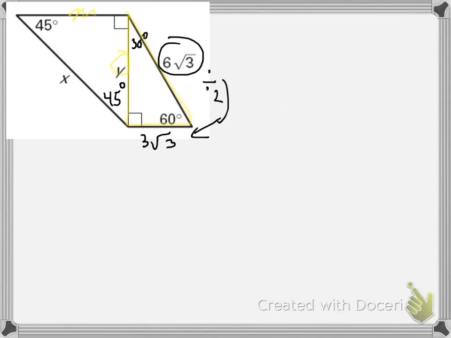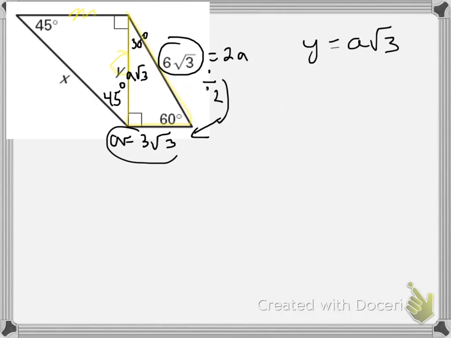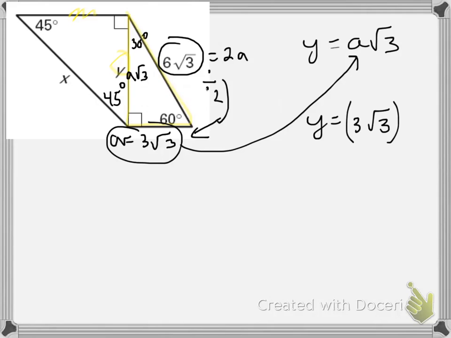And remember our rule for 30, 60, 90 is a, 2a, and a root 3. So we know y equals a root 3, and we know what a is right now, so I'm going to put that in there. It's going to look a little different, but it's okay. 3 root 3, and then there's the other root 3 down there. So 3 times 3 root 3 is a normal 3, and that means y is 9.